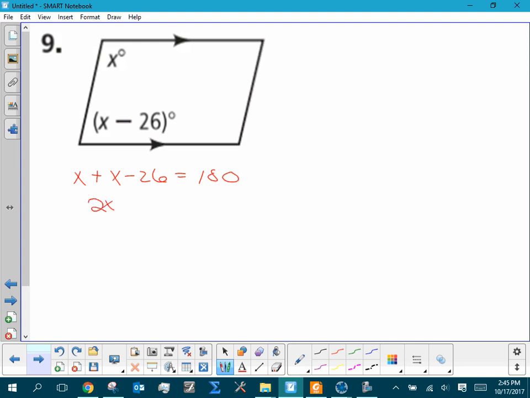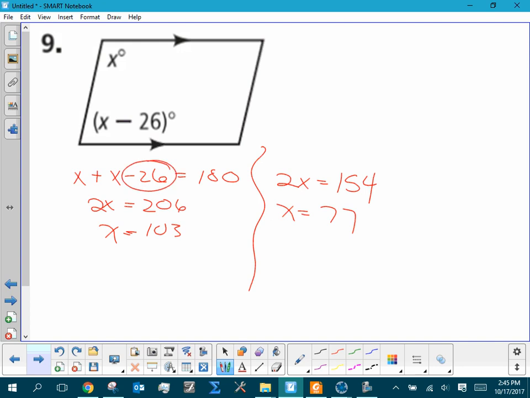And then they go 2x equals, we should go add 26 to both sides to get 206, right? That's where I get x to be 103. But the people that are getting 77 are doing this. They're getting 2x equals 154. Well, half of 154 is 77. What did they do? Yeah, they subtracted 26 from both sides, which is a silly mistake, right?